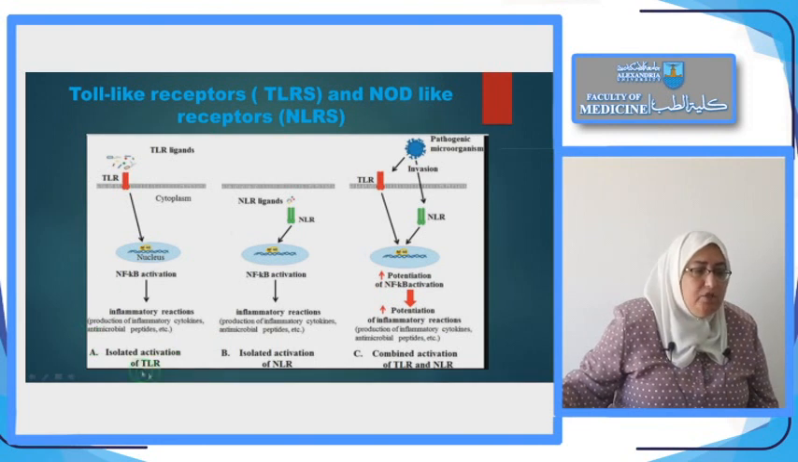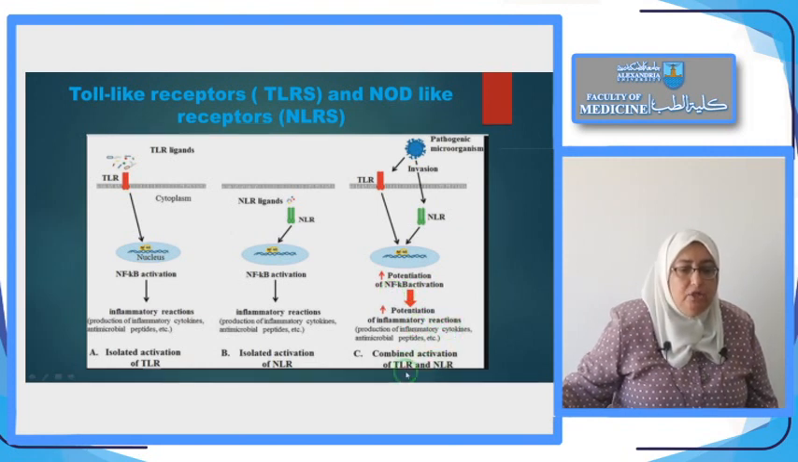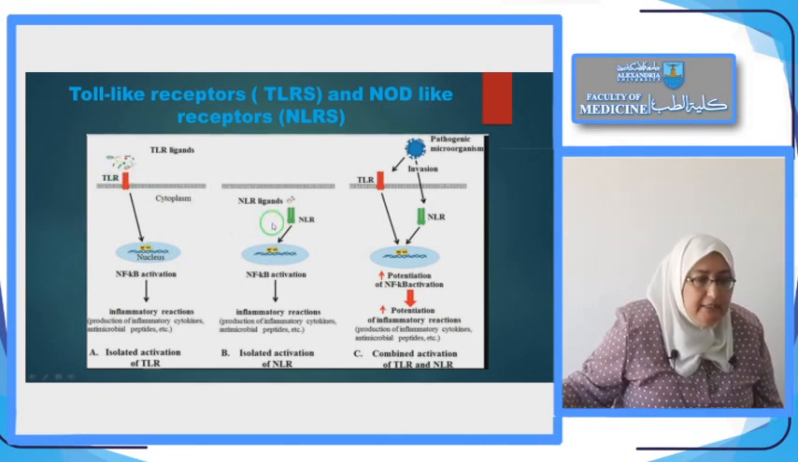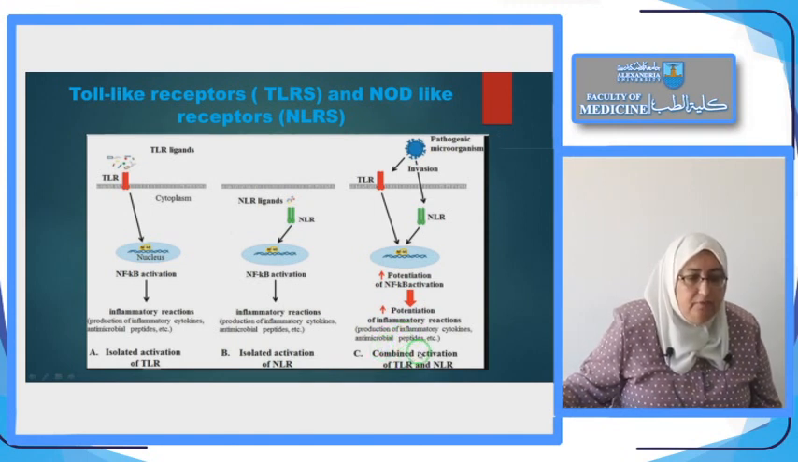Here is isolated activation of toll by an extracellular pathogen. Here intracellular pathogens activate NOD. If the pathogen has extracellular and intracellular pathways, the extracellular part binds to toll, while the intracellular, the cytoplasmic part, binds to NOD. This potentiates the inflammatory reaction, through combined activation of toll and NOD. So in the exam, if you find it on the surface, this is toll. In the cytoplasm, this is NOD. And both of them activate inflammatory reaction by cytokines, chemokines and antimicrobial peptide to get rid of the pathogen.